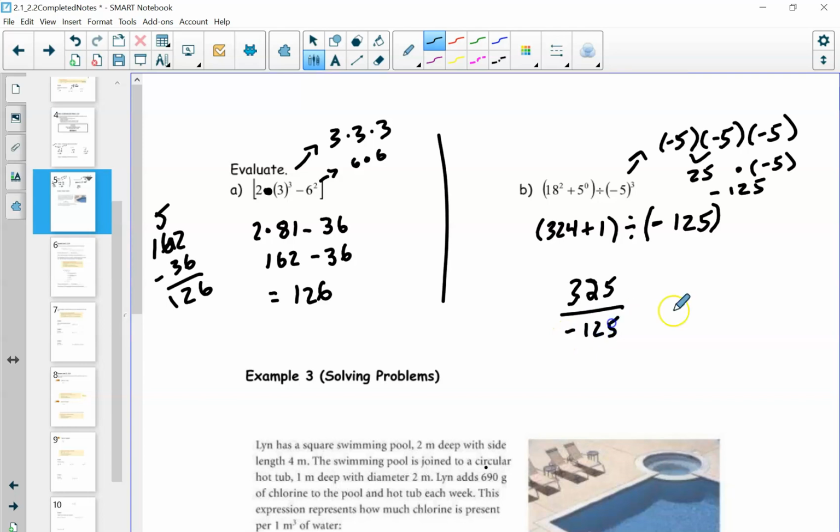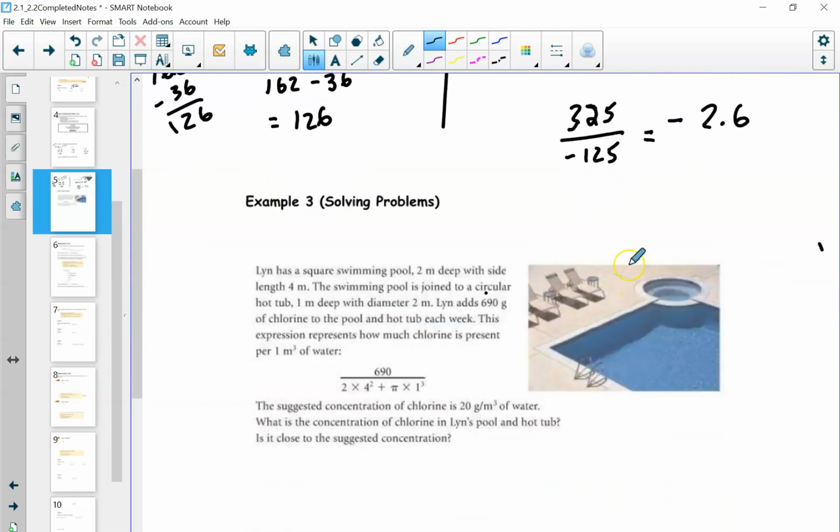Negative 125. Okay, we've got a positive number divided by a negative number. We know that it's going to be a negative, right? Uneven negative signs. The 1 is an uneven number, or an odd number, so we know the answer is going to be negative. And then we just have to divide 325 by 125. Okay, and that answer is 2.6. So negative 2.6 is our answer there.